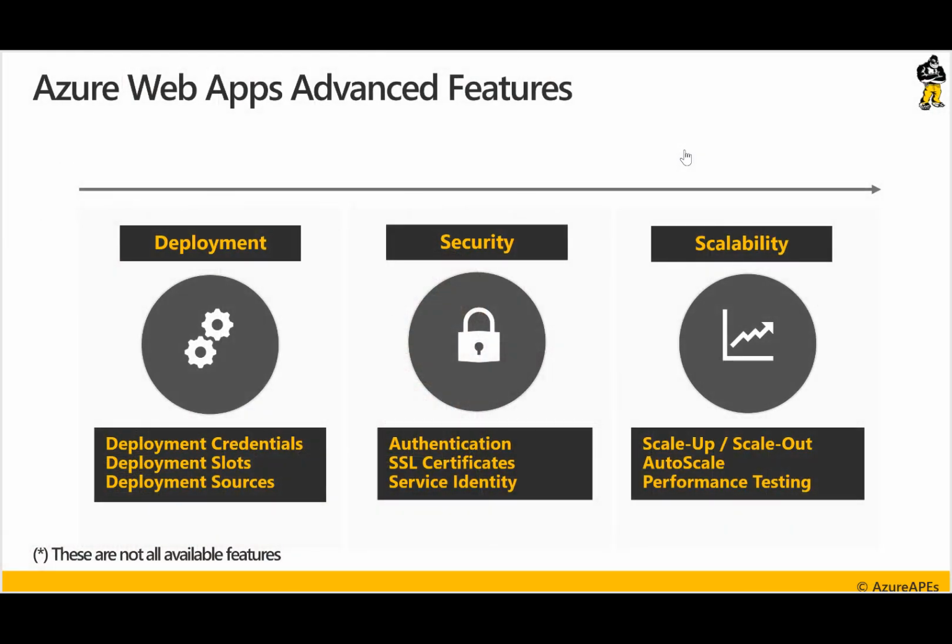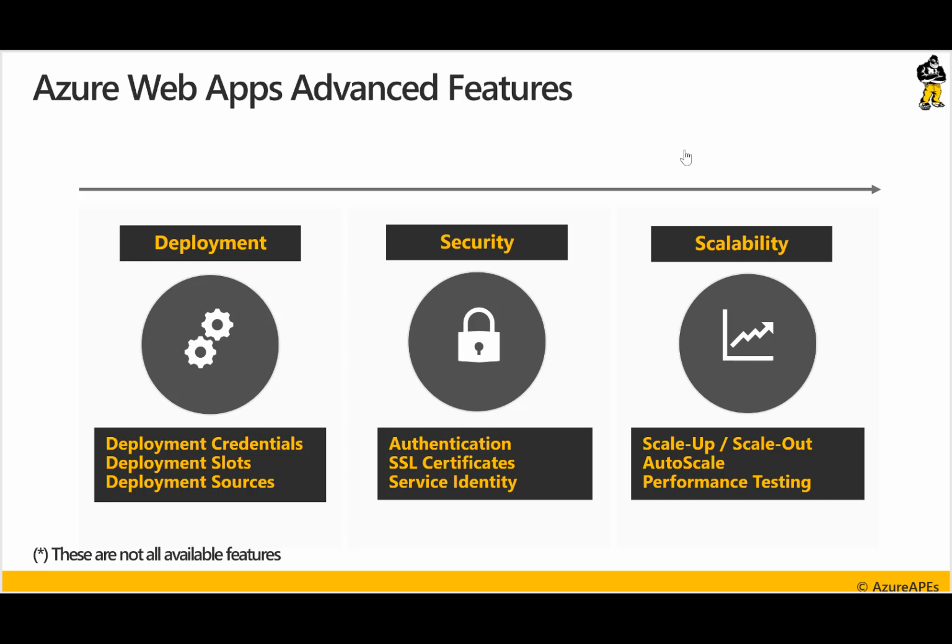Now, when I'm talking about advanced features, I'm mainly focusing on 3 core domains: deployment, security, and scalability. Deployment is mainly pointing to 3 specific features: deployment credentials, deployment slots, and deployment sources. And obviously the remainder of the session will drill down on each and every one of them.